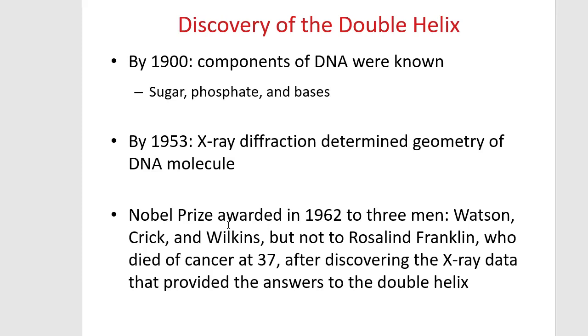DNA was discovered by several scientists. A Nobel Prize was given to Watson and Crick and Wilkins. Now, Rosalind Franklin was a woman, and she was the one that actually discovered the double helix. She died of radiation, but they never gave her credit for her work. They took her work and presented it as their own.